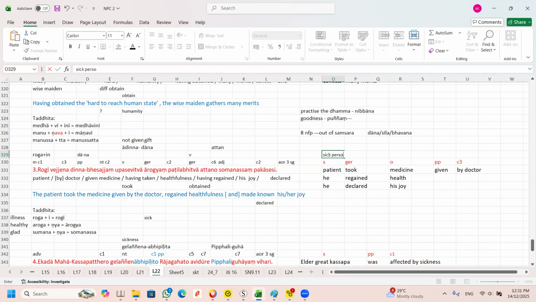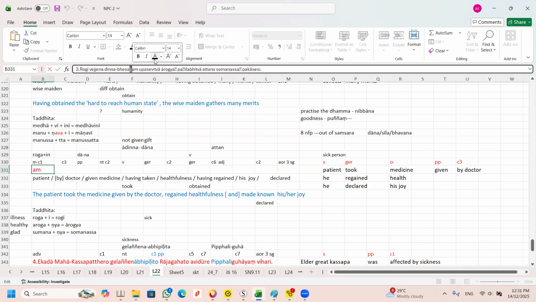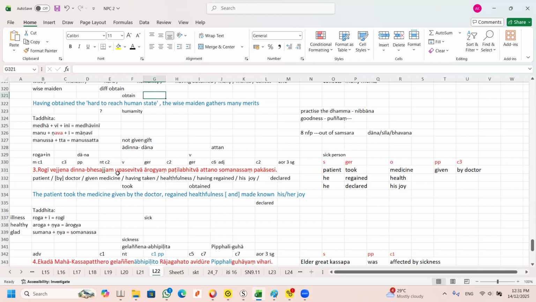Person. Yeah, sick person. All right. Take this gerund. It means so here is upasevitva. Okay, tuk. Can you see this is an object? This is also just now formed by JYA. This is JYA. So JYA, that means this has become a medicine.